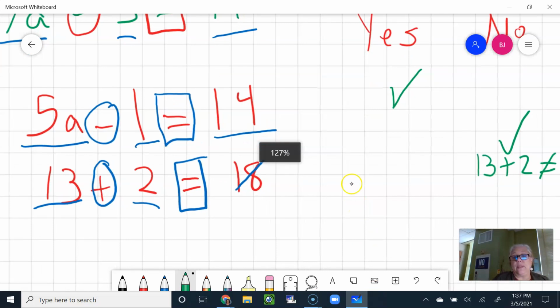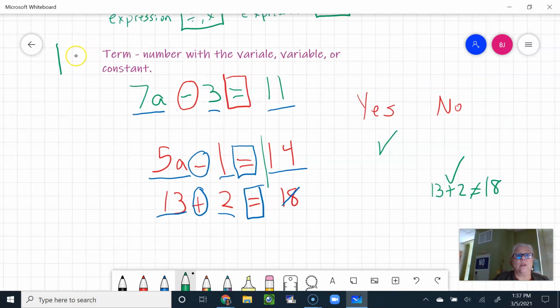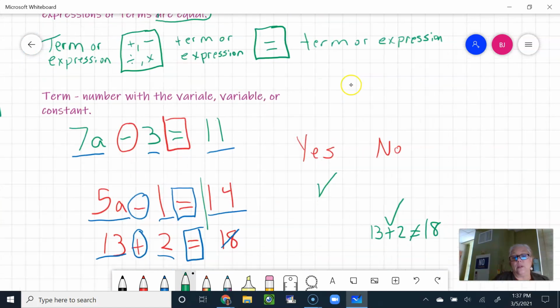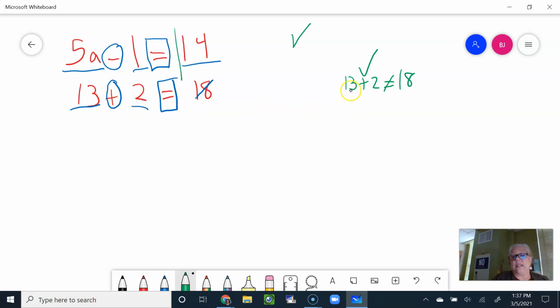And with our notes up here, that should be something that we added to this. With our definition of an equation, it says a mathematical statement that says two expressions or terms are equal. So this is what's important here. They have to be equal in order for them to be an equation. So therefore, this is not an equation because it's not equal.